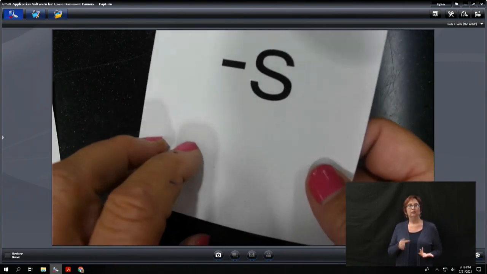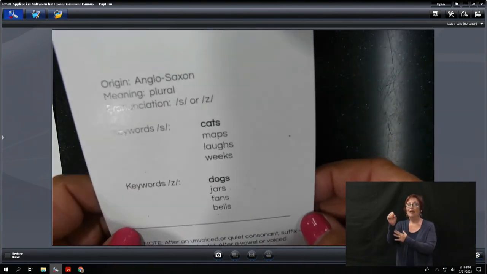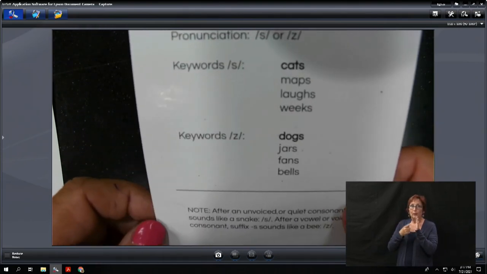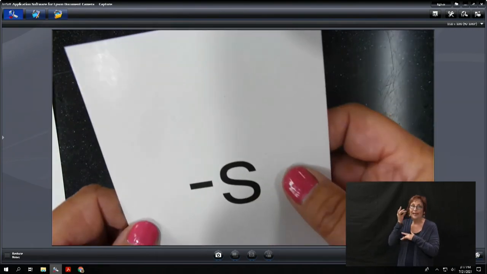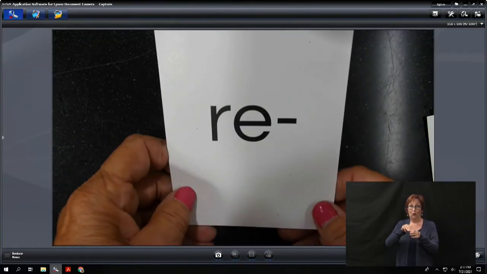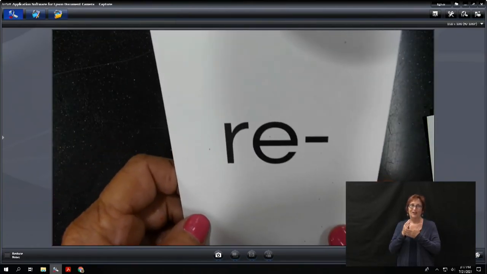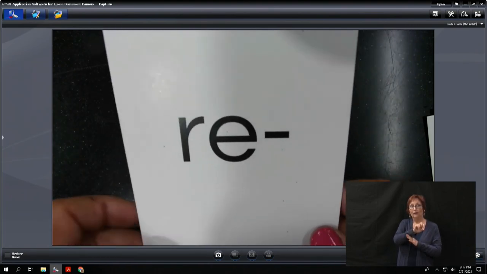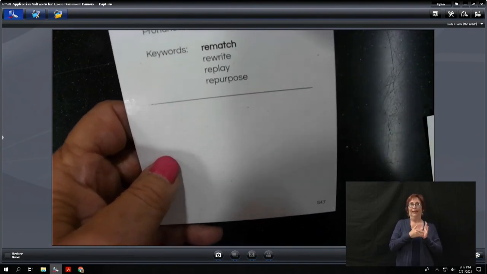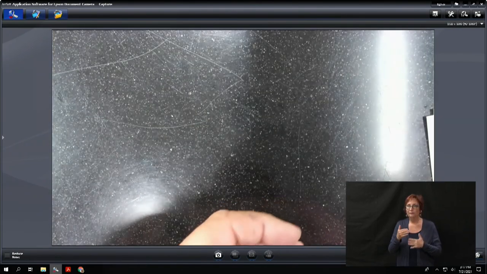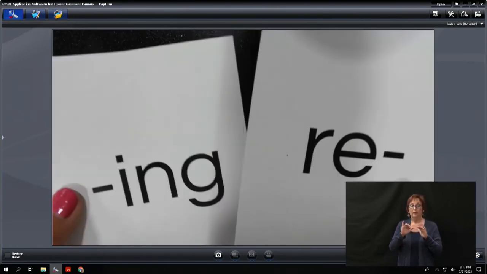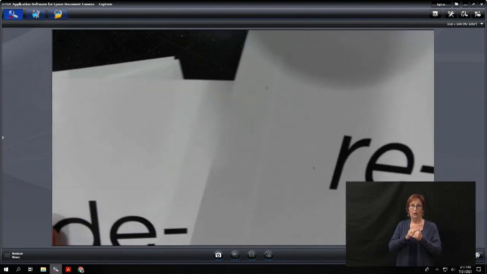S is a suffix. It means more than one. Give me an example. Cats, dogs, margaritas. Okay. All right. RE is a prefix. It means back or again. Go ahead and give me an example word. Remind. Review. Redo. Okay? So that's how you would do a deck with prefixes and suffixes.